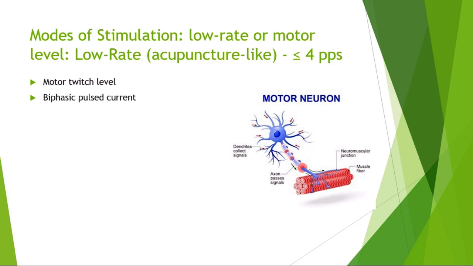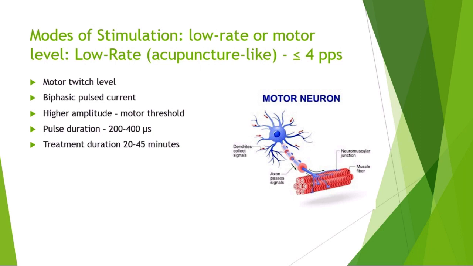We're at the motor twitch level, biphasic pulse current or alternating current at a lower frequency. Higher amplitude at the motor threshold, we want twitching. Pulse duration 200 to 400 microseconds. So we want to get into that motor neuron level. So take a look at your strength duration curve, motor neurons.